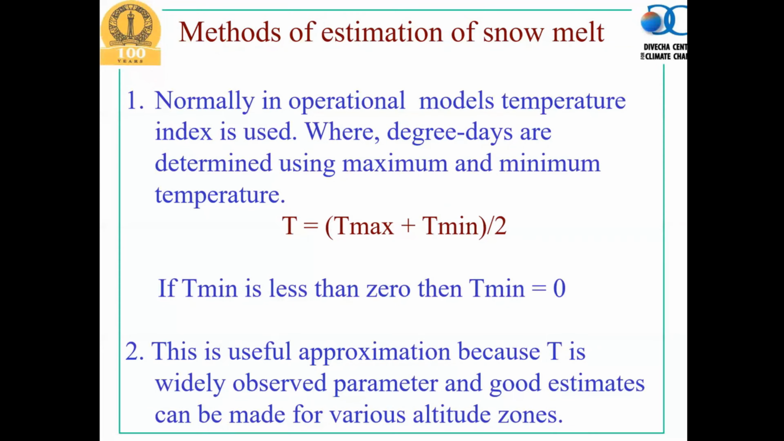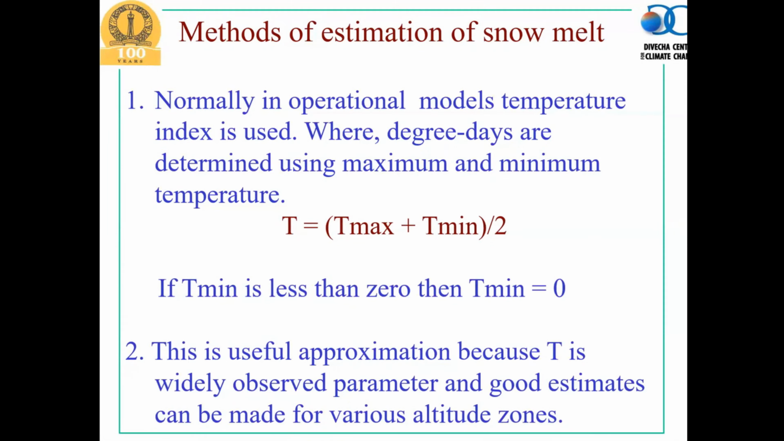Normally in operational models, the temperature index is used, where the degree days are determined by using maximum and minimum temperature. Remember one thing: temperature is an easily obtainable parameter, and in most places temperature is available. So you have a maximum and minimum temperature. If T minimum is less than 0, then it is considered as 0. Why is that?